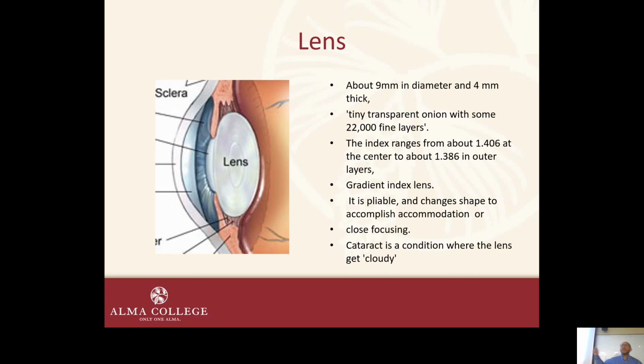The human lens is like an onion. It has individual layers, very much like an onion, and there are around 22,000 of these little layers. Each layer is going to have a different refractive index. So each layer is a lens. Not only is it going to have a different refractive index, but the refractive index at the center is going to be different than at the edges. We call that a gradient lens.